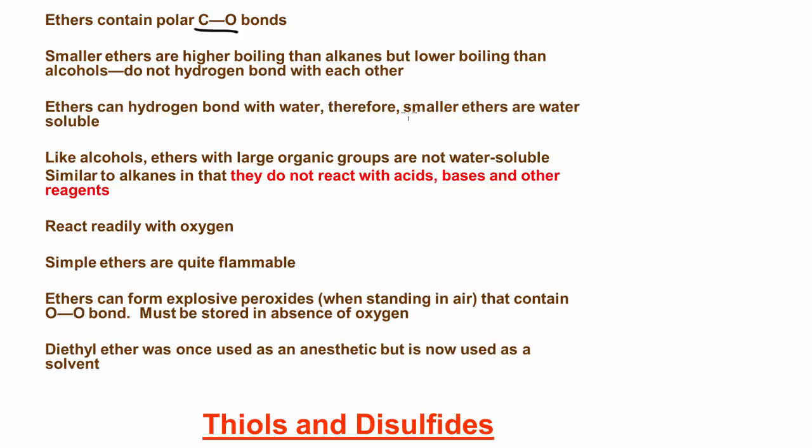Smaller ethers are higher boiling than alkanes that have similar molecular weights, but lower boiling than alcohols. And this is because ethers cannot hydrogen bond with one another. So, for example, let's look at this ether here. We have this dimethyl ether, and it's the lone pair of electrons. There is no hydrogen bonded to an oxygen, fluorine, or a nitrogen. So they cannot hydrogen bond with one another. No intermolecular hydrogen bonding. So that makes them lower boiling than similar molecular weight alcohols.